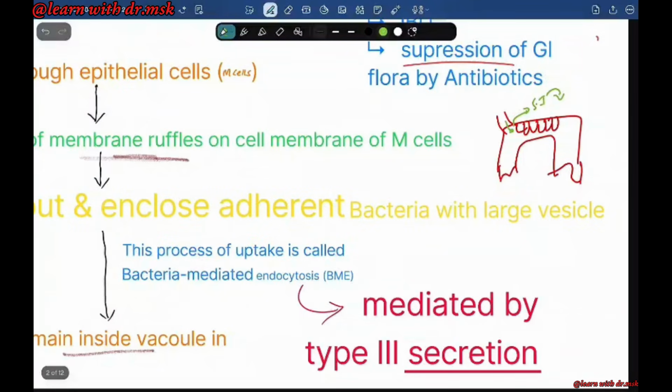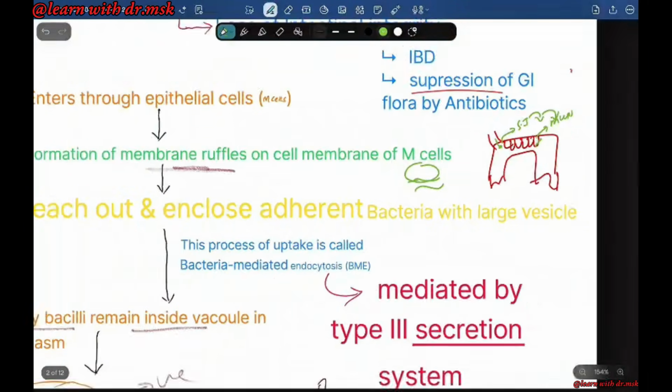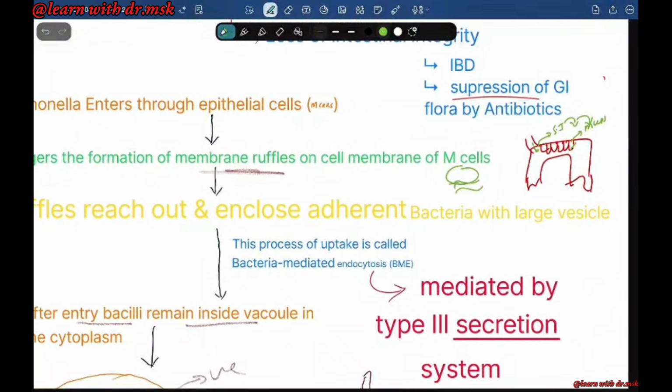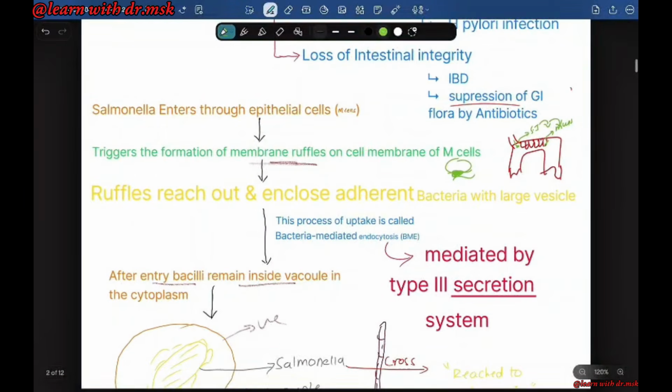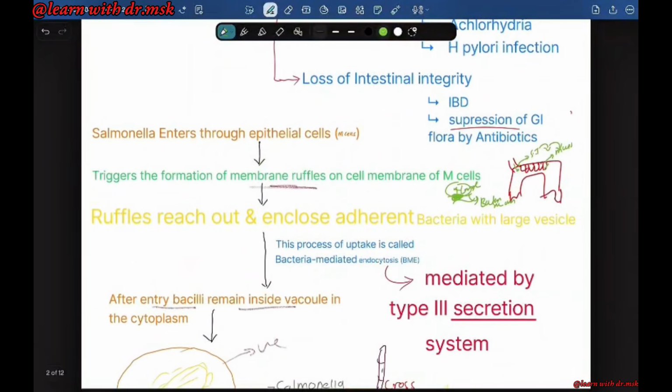After GI entry, they go to the M cells and form membrane ruffles. Membrane ruffles means just like this. After formation of membrane ruffles, Salmonella typhi attaches to the M cells. After attachment, they are engulfed by a large vesicle through bacteria-mediated endocytosis. The process of uptake of the bacteria into the large vesicle is called bacteria-mediated endocytosis.